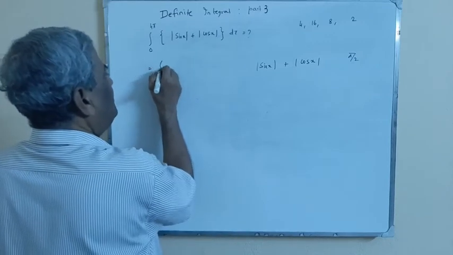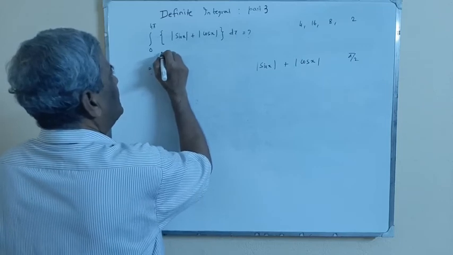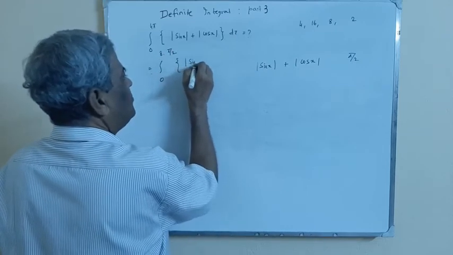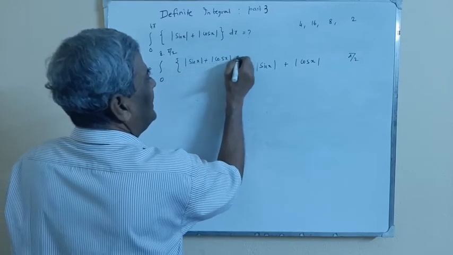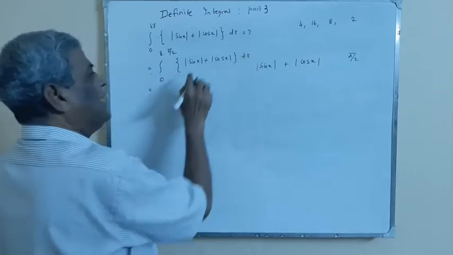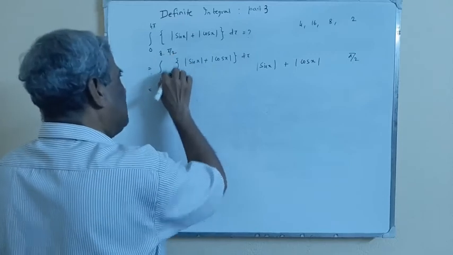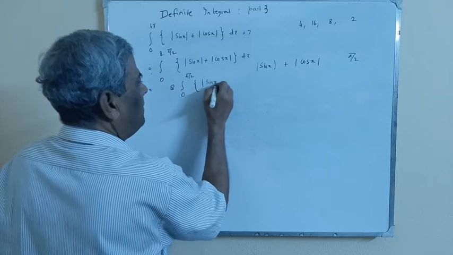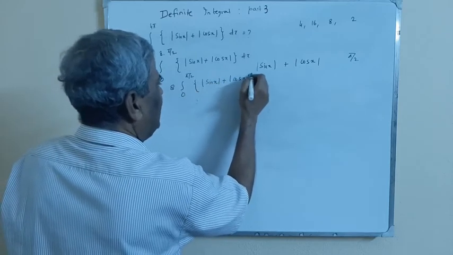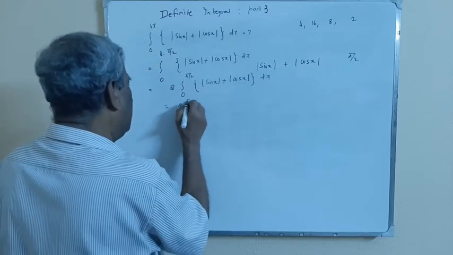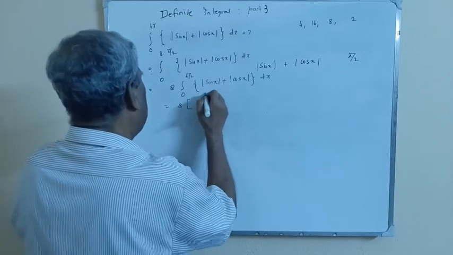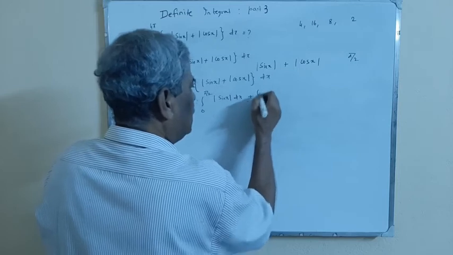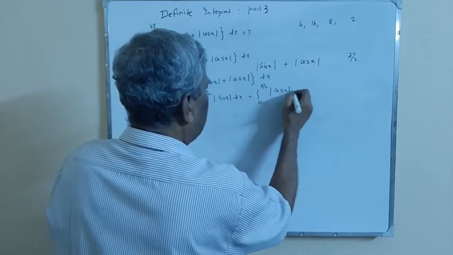So this can be written as the integral from 0 to 8 into pi by 2, that is 4 pi, of mod sin x plus mod cos x dx. Because it is a periodic function of period pi by 2, this can be written as 8 into the integral from 0 to pi by 2 of mod sin x plus mod cos x dx. It is equal to 8 into the integral from 0 to pi by 2 of mod sin x dx plus the second part, the integral from 0 to pi by 2 of mod cos x dx.